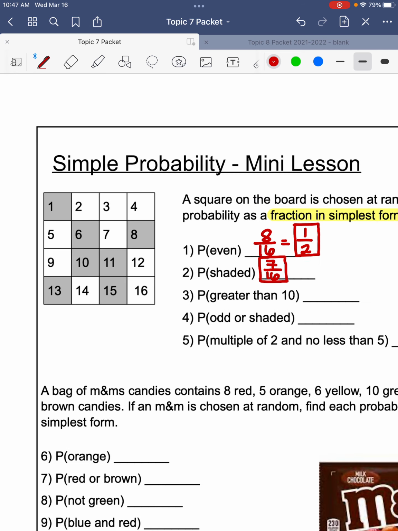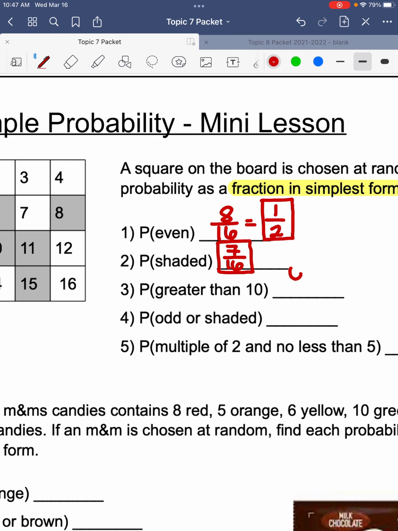Okay, now probability of choosing a square that is greater than 10. Now greater than 10 means that it's bigger than 10, but 10 is not included. So I'm looking at 11, 12, 13, 14, 15, and 16. So that is 6 squares. So we have 6 out of 16 total outcomes. Does that reduce? Yes, it does. Those are both even numbers, so I know that 2 goes into both. 2 goes into 6 3 times, and 2 goes into 16 8 times. I cannot reduce 3/8 any further, so that is my answer.